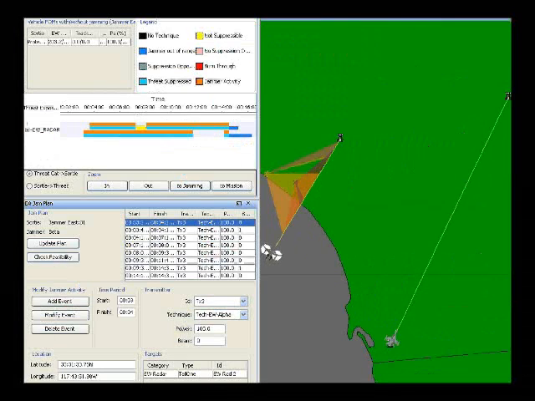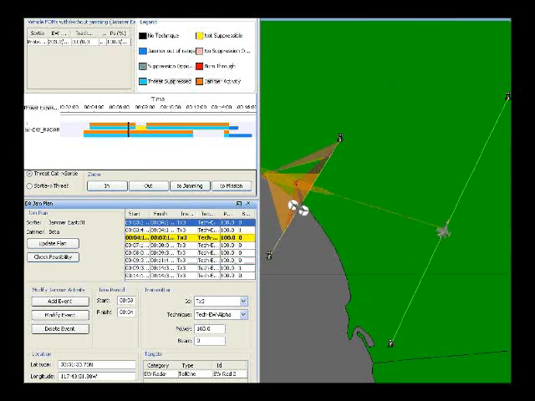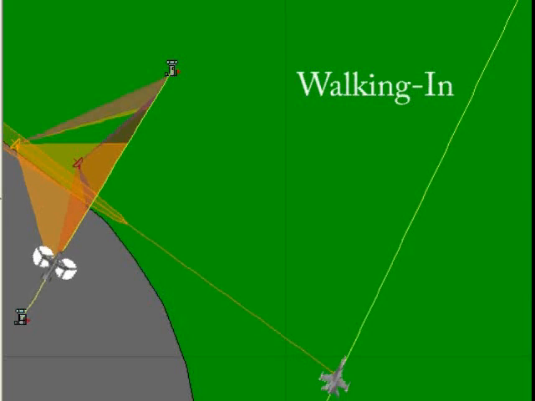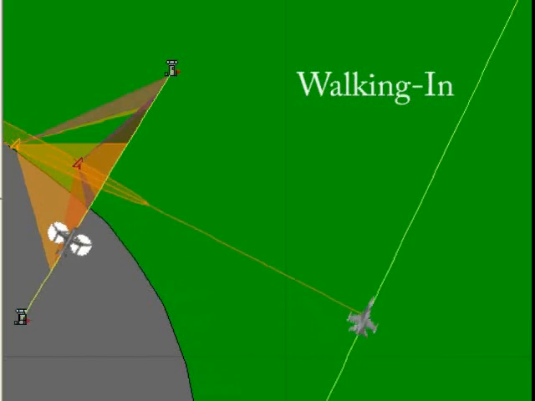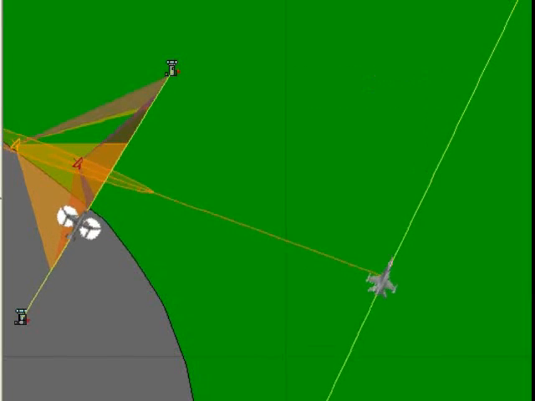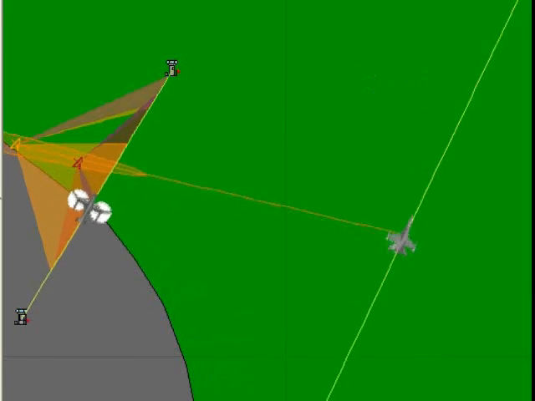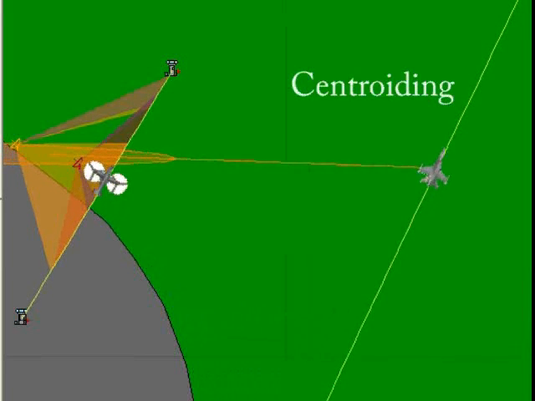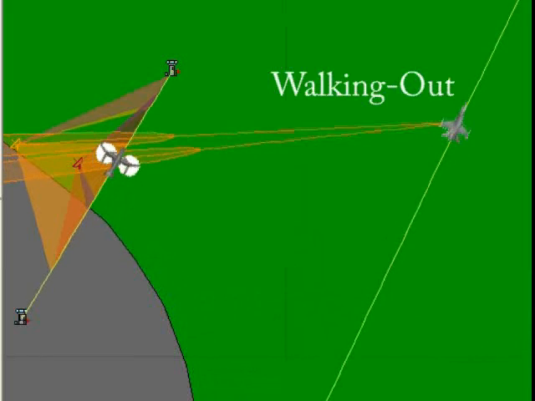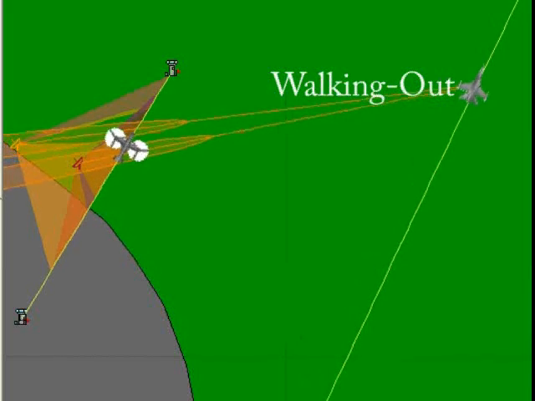The jam plan optimization methods incorporate three fairly sophisticated techniques: centroiding, walking in, and walking out. Suppose there are two threats that can detect a protected entity during its route. Centroiding is directing a single jam beam somewhere between the two threats to suppress them both. Walking in is discovering when two jam beams can be combined into one and still effectively suppress both threats. Walking out is when one jam beam can no longer suppress both threats, and two beams are needed.